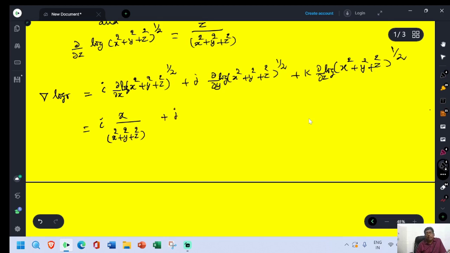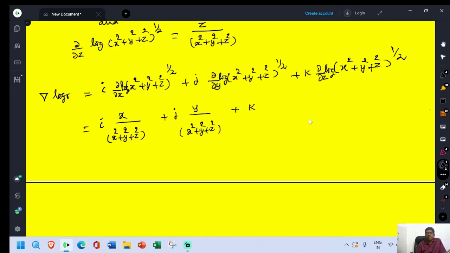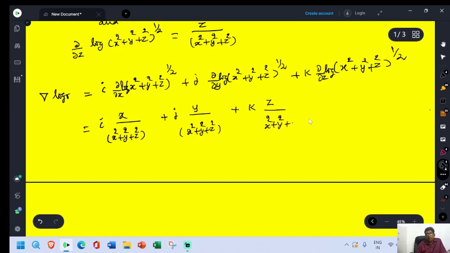Then ∂/∂y of log (x² + y² + z²)^(1/2) is y divided by x² + y² + z², plus k into ∂/∂z of log (x² + y² + z²)^(1/2) is equal to z divided by x² + y² + z². These are all vectors.